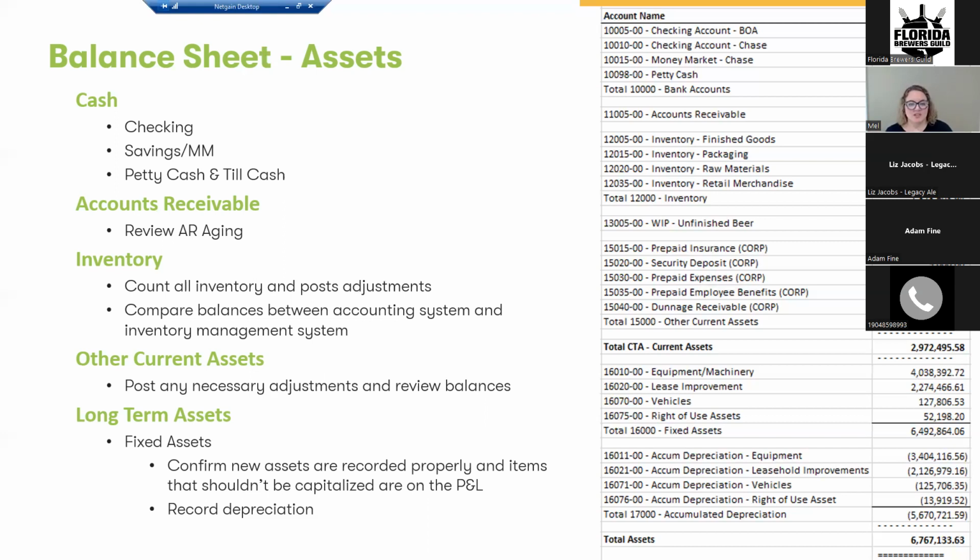So that's the importance of counting and doing it regularly, and not only counting, but comparing it to what you're showing in inventory on your spreadsheets or in your inventory management system. We recommend you perform blind counts.